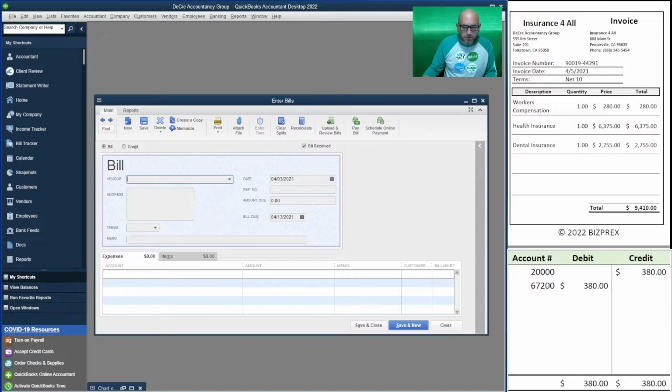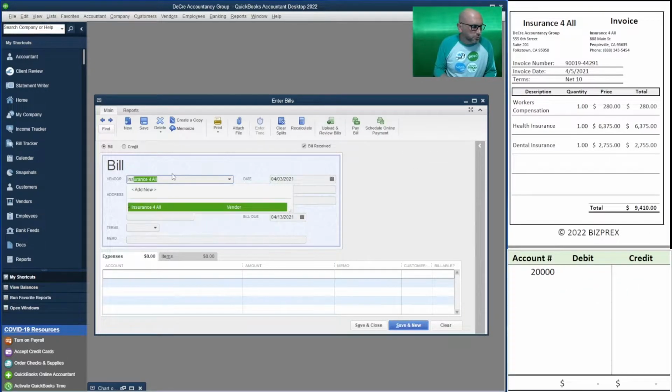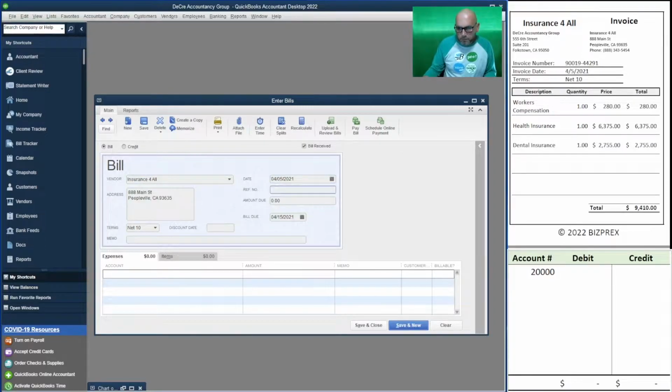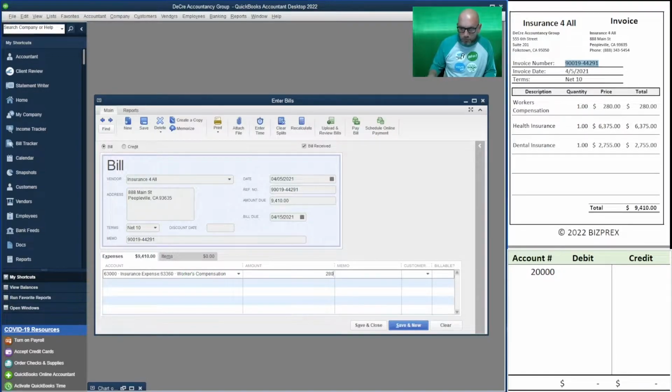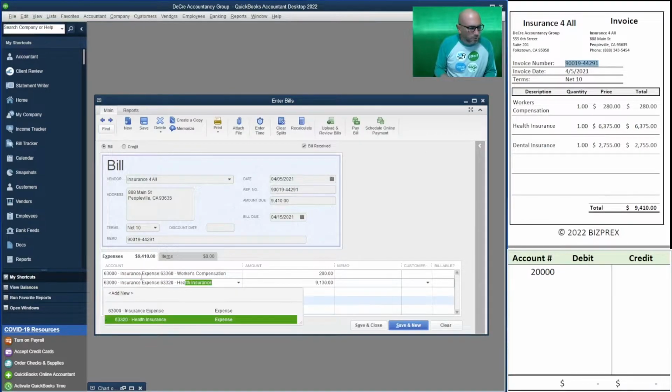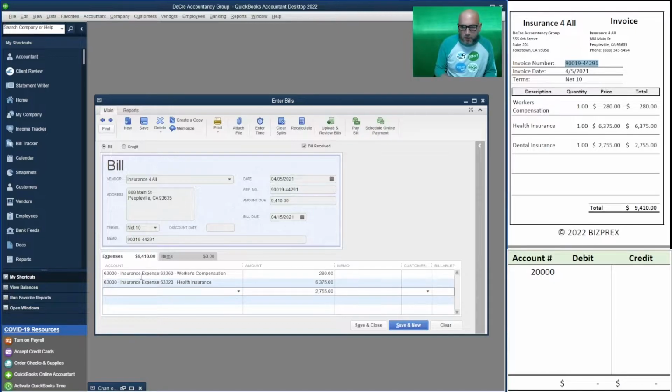Okay, insurance. So here we get to break it down a bit. Spread of power. Debits, credits, interface. So insurance for all. 4, 5, 5. Number right. 9,400. All right, well, what do we have here? We have workman's compensation insurance. We have health insurance, 6375. And we have dental insurance.